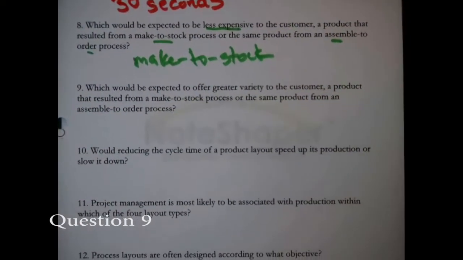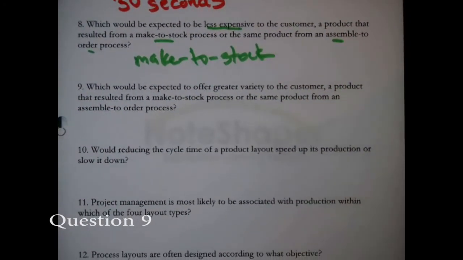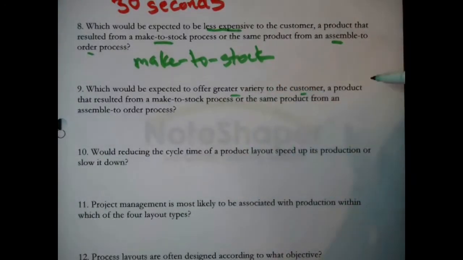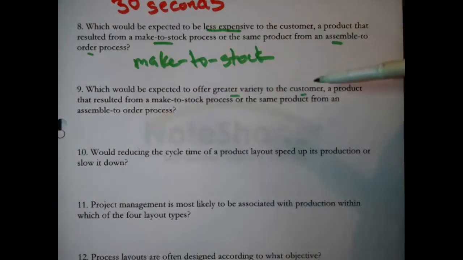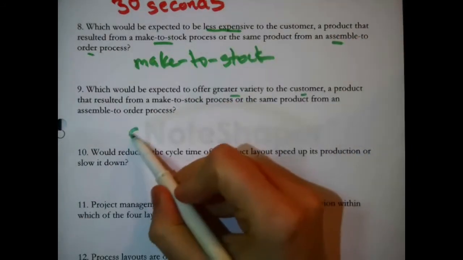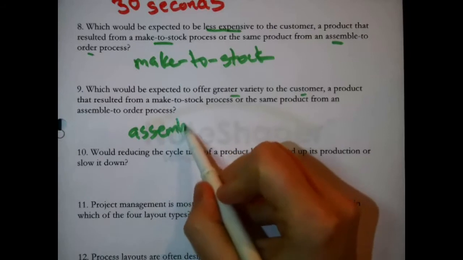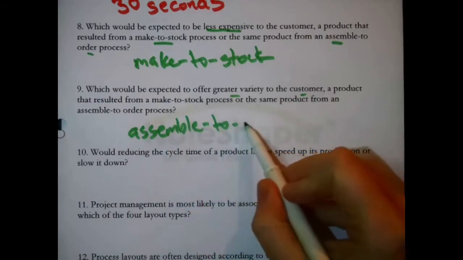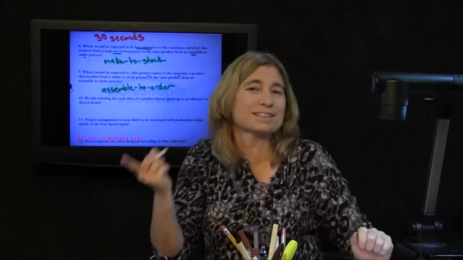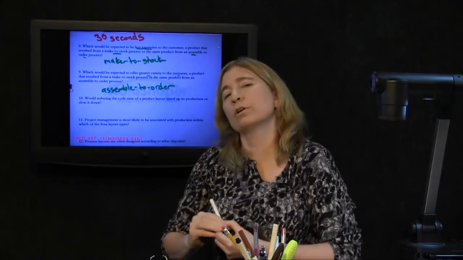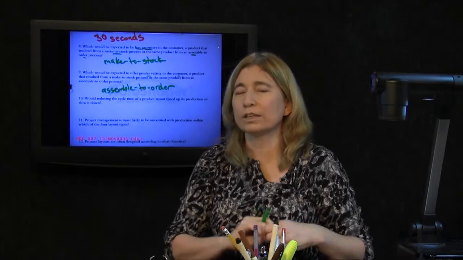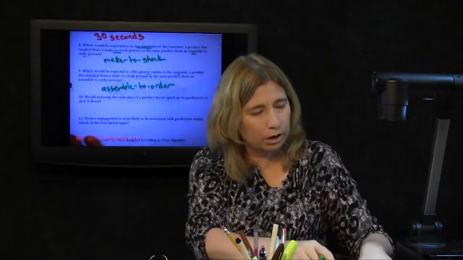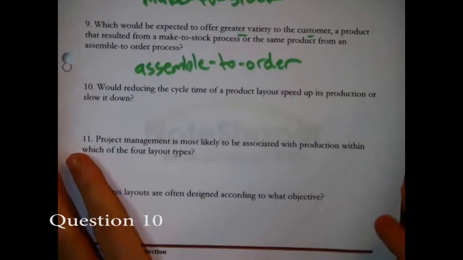Okay, next question. Which would be expected to offer greater variety to the customer? A product that results from, now notice it's the same two choices, make to stock versus assemble to order. That would be assemble to order. That's the beauty of assemble to order. If you're comparing it to make to stock, assemble to order can provide a greater variety of products, although not necessarily as inexpensively. All right, next question.